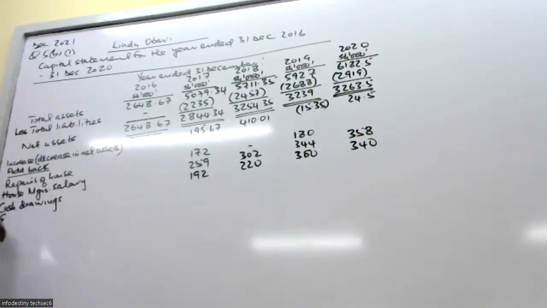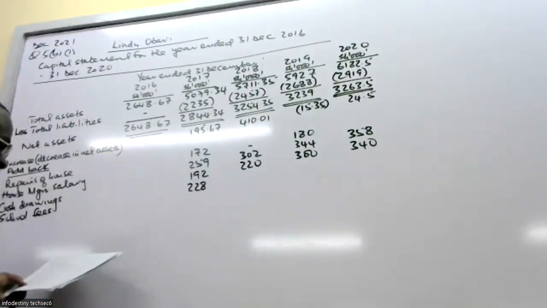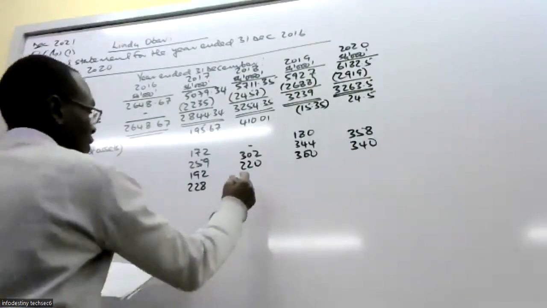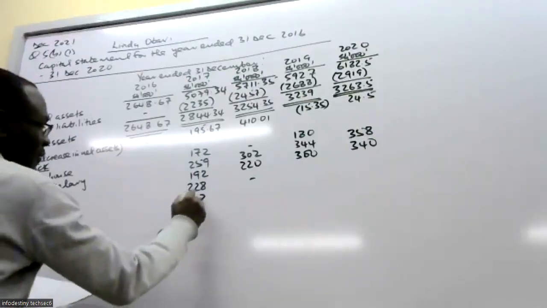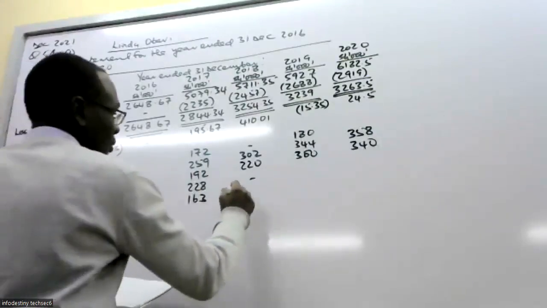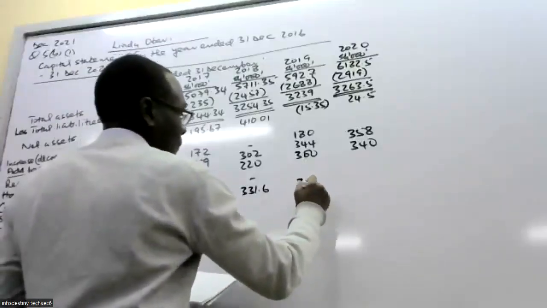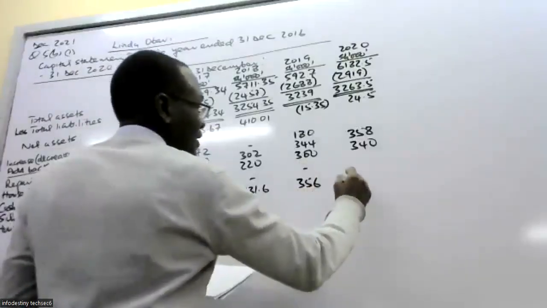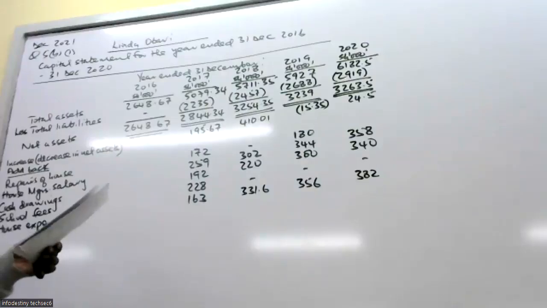We also add back school fees. So school fees is 228. Then you have house expenses. House expenses is 163. Then you have 331.6. Then you have 356. Then you have 382. Then you have note 3.